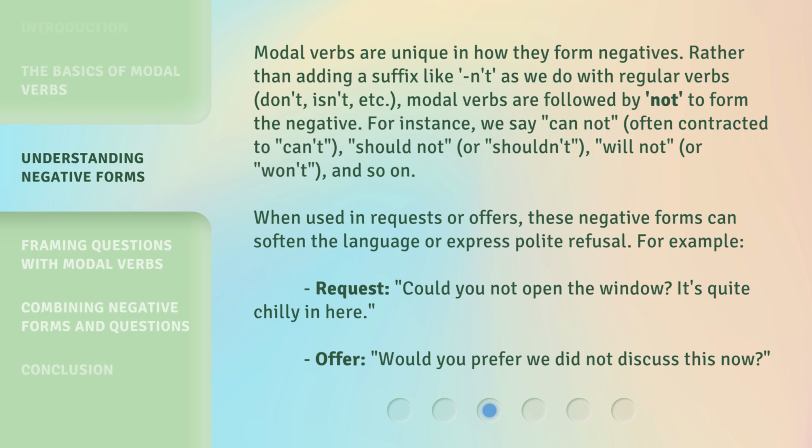When used in requests or offers, these negative forms can soften the language or express polite refusal. For example, request, "Could you not open the window? It's quite chilly in here." Offer, "Would you prefer we did not discuss this now?"